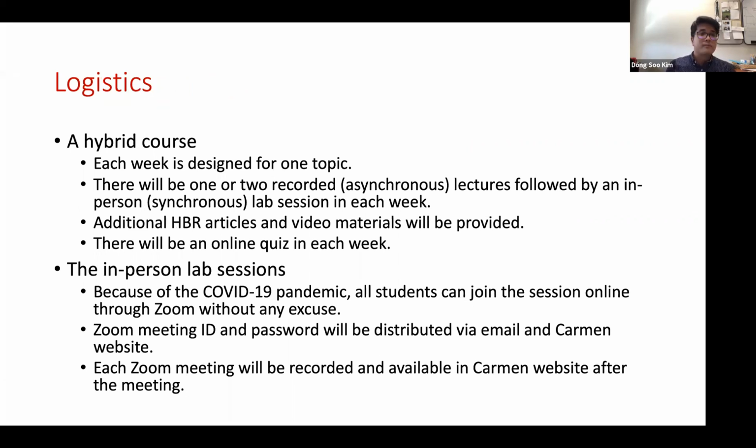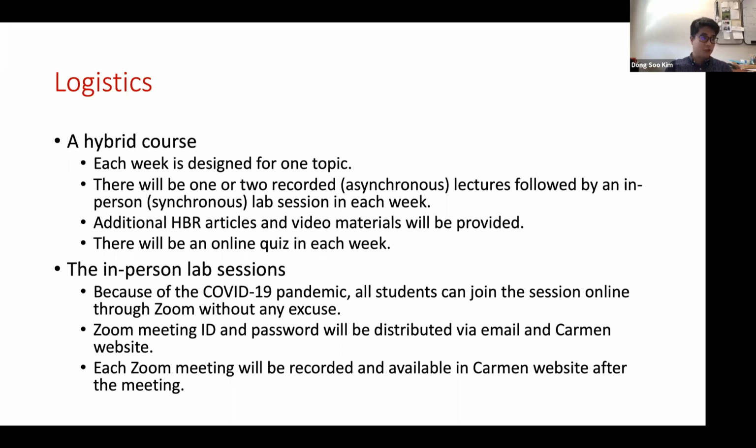Class logistics. This course is a hybrid course. Each week is designed for one topic. In each week, there will be 1 or 2 recorded lectures followed by an in-person lab session. And there will be additional reading and video materials and an online quiz. Because of the coronavirus pandemic, all students can join the in-person lab session virtually through Zoom. You don't need any excuse to take the lab sessions online.